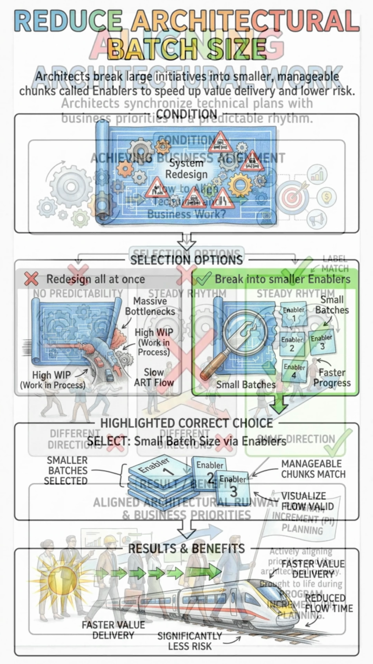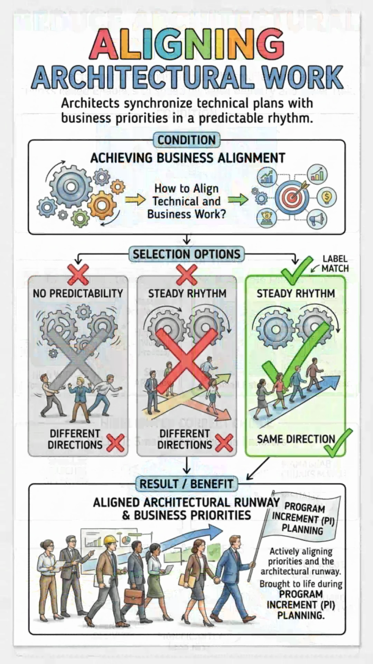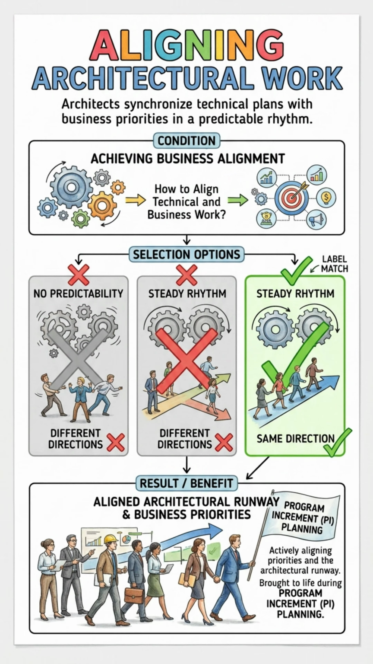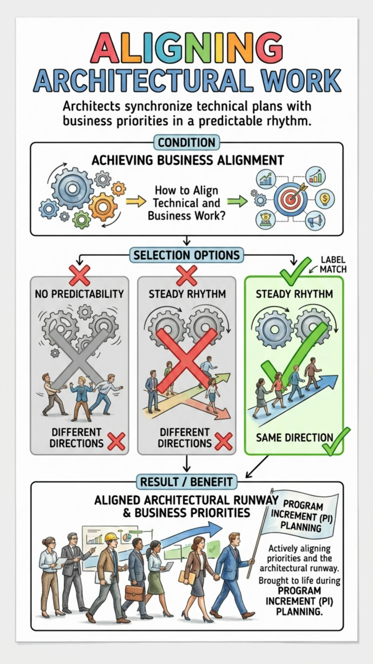Applying cadence and synchronizing with cross-domain planning is how you align your technical work with the rest of the business. Cadence creates a predictable, steady rhythm for development, while synchronization ensures that all teams, including architects, are moving in the exact same direction at the same time. This principle is brought to life during program increment planning, where you will actively align the architectural runway with the upcoming business priorities.